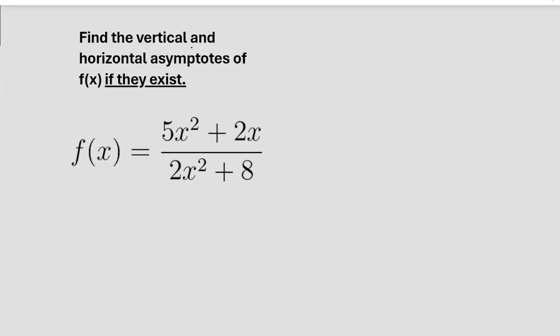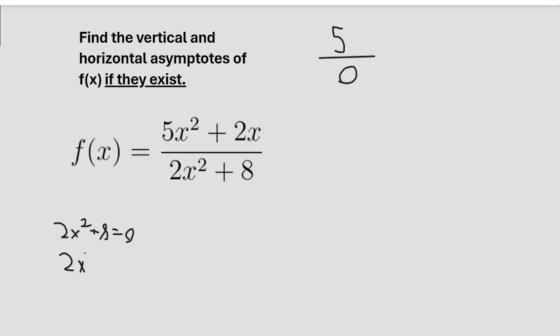So to find the vertical asymptote, all we need to find is where we get a situation similar to the one we covered earlier, where we have a number divided by 0. So we need to find out when this denominator is equal to 0. So we can go ahead and set that up down here. We have 2x squared plus 8 equal to 0.